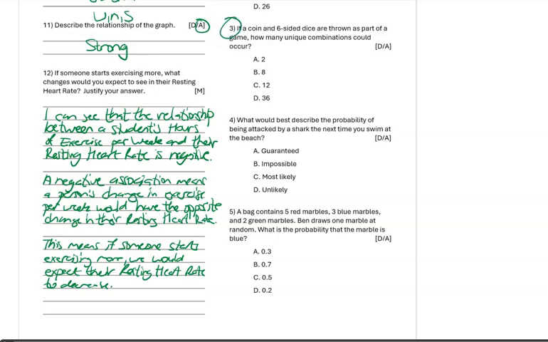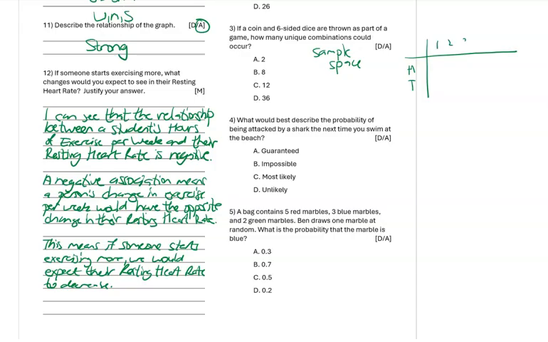So question 3, if a coin and a 6-sided dice are thrown as part of a game, how many unique combinations are there? And this here, you might have discussed it in class. This was all about sample space. And the best way to look at sample space is drawing a table. So let's draw a little table. So let's go heads and tails. So this side here represents the dice. Sorry, not the dice, the coin. And the top side of my table represented 1, 2, 3, 4, 5, 6. They were the different outcomes.